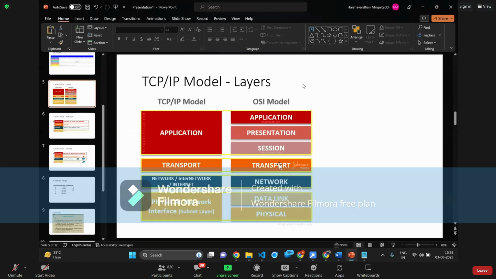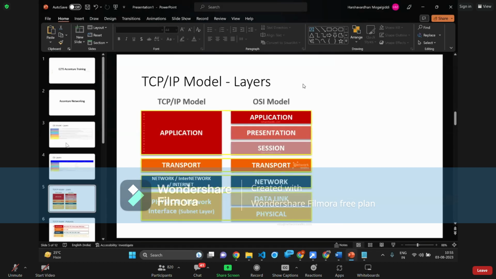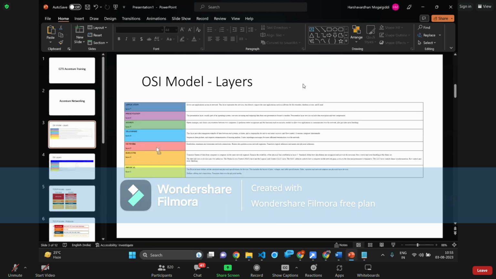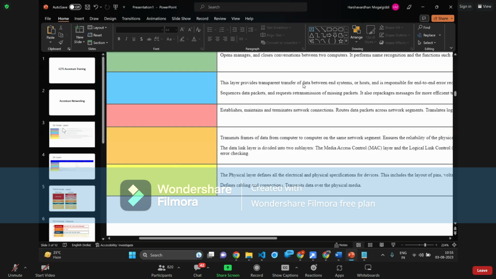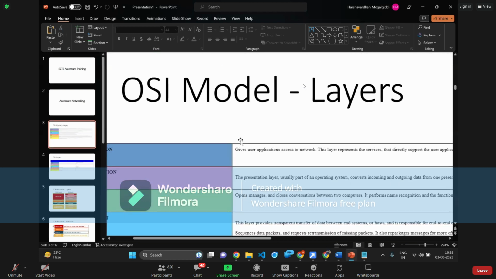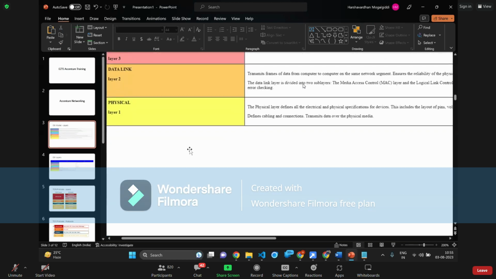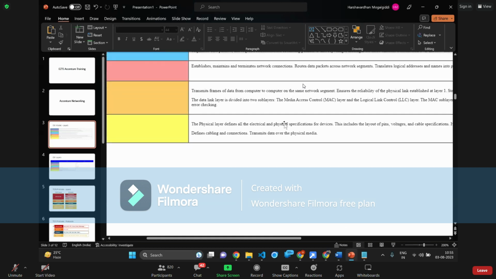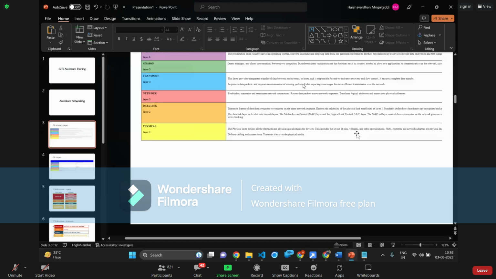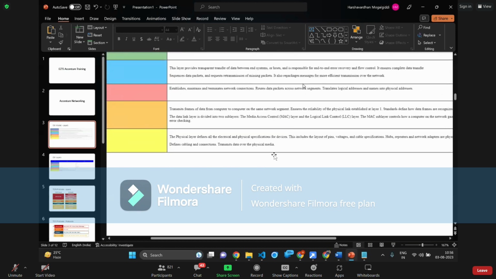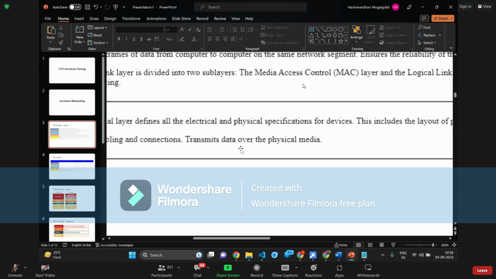So now a quick recap from the beginning, the two layers. Let us recap the OSI layers first. The physical layer defines all electrical and physical specifications for devices, including layouts of pins, voltages, cable specifications, etc. It defines cabling and connections, and transmits data over physical media.